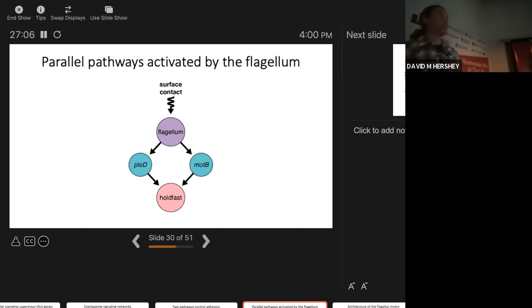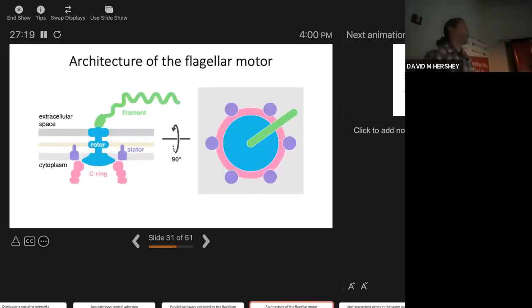So for the rest of the time, I'm going to be talking primarily about genes that are uncharacterized that we found in this flagellar signaling screen. I'm going to start by talking about this arm of the pathway that requires MOP-B. We call this the mechanical pathway because we think it has a lot to do with how the flagellum functions as a machine. Just to remind you about how this system works, we have these stator complexes.